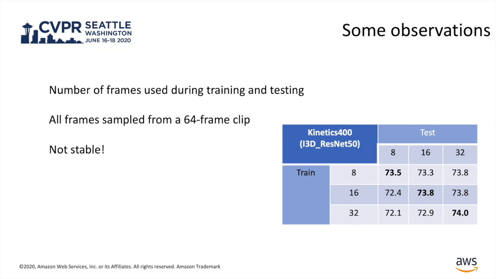So this is also a problem in current video modeling, the fair comparison problem. Some papers report performance using 8 frames, some use 32, and some people use 32 frames from a 64-frame clip. These are all important factors that can contribute to the final performance.